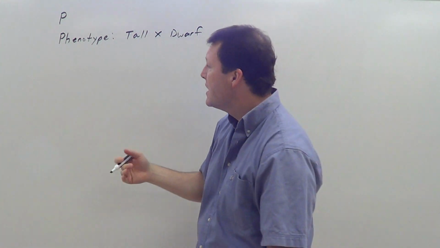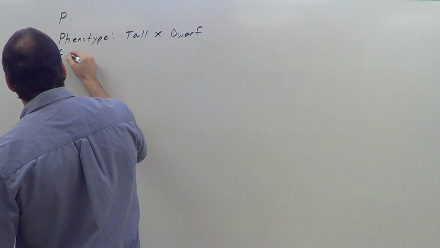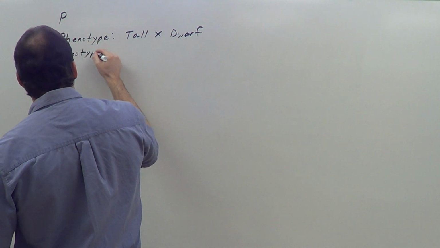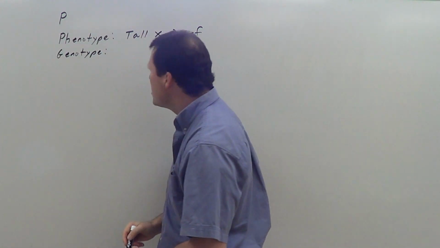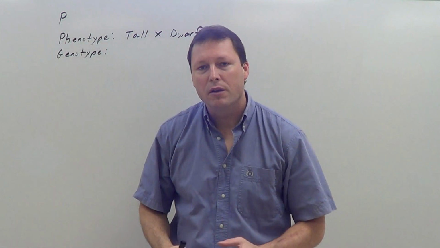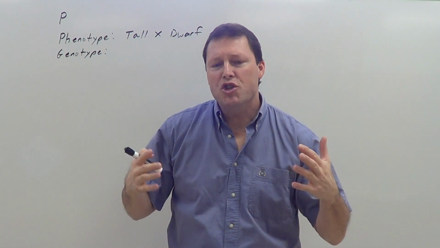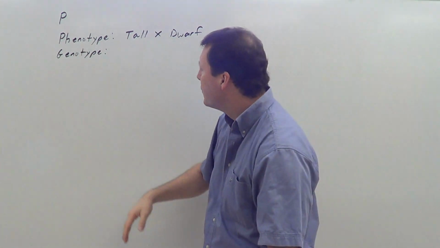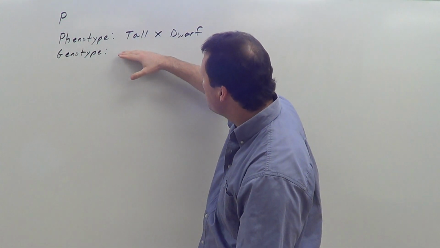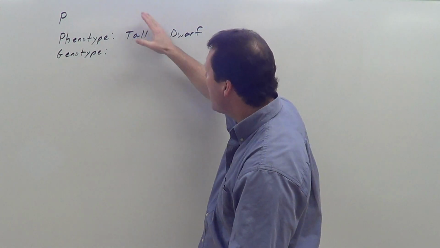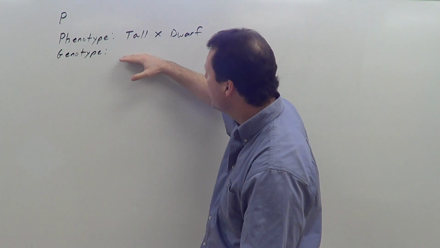Now I'm going to write down genotype. These are the genes that these plants actually contained. Now Mendel didn't know about genes. He referred to these genes as factors back then. What genes does the tall pea plant contain? And I only care about the genes for tall here.